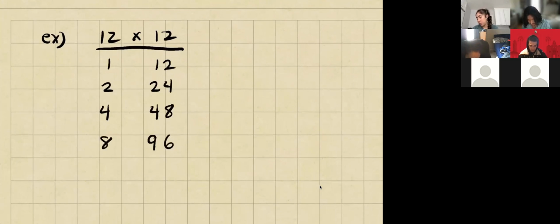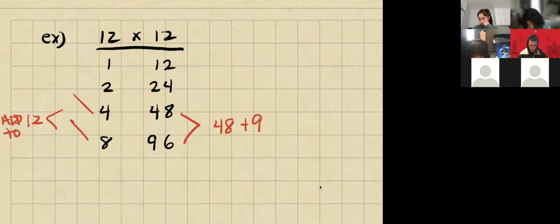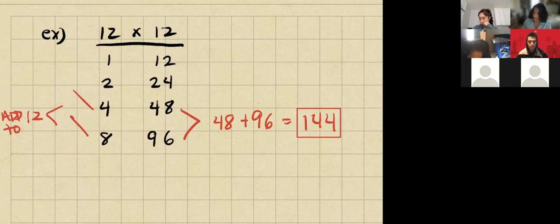And now we notice that we have these two values here that give me 12. And so what I do is I take these two values to get my answer here, 144. Voila. Okay. So this is the gist of what's happening.